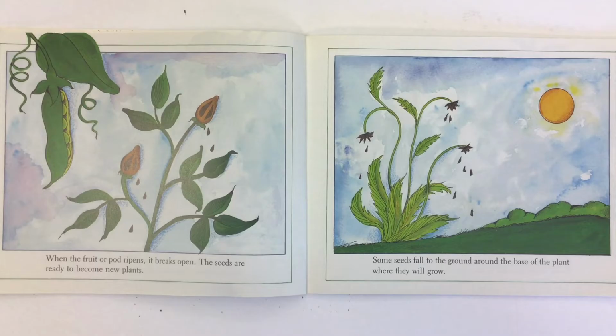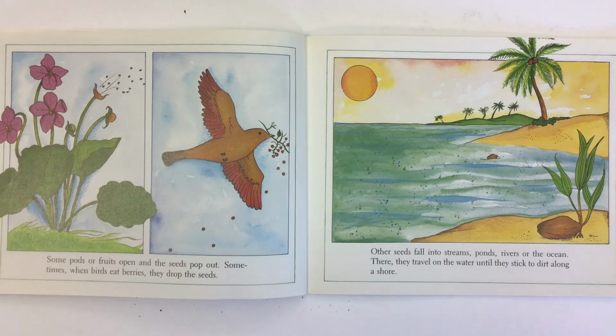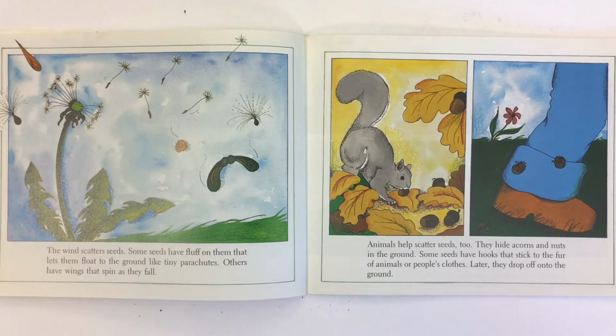Some seeds fall to the ground around the base of the plant, where they will grow. Some pods or fruits open and the seeds pop out. Sometimes when birds eat berries, they drop the seeds. Other seeds fall into streams, ponds, rivers, or the ocean. There, they travel on the water until they stick to dirt along a shore. The wind scatters seeds. Some seeds have fluff on them that lets them float to the ground like tiny parachutes, and others have wings that spin as they fall.